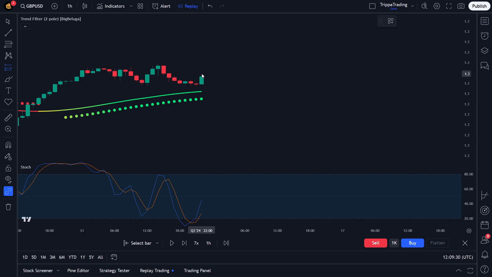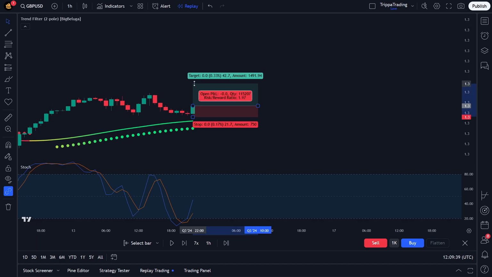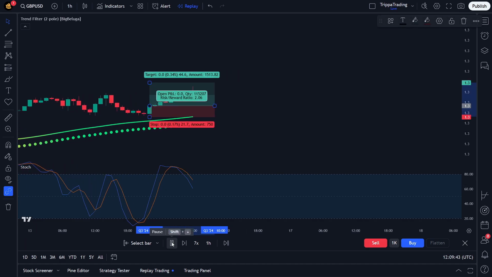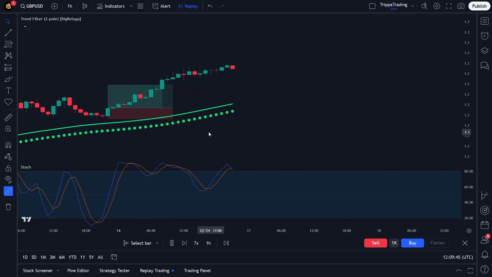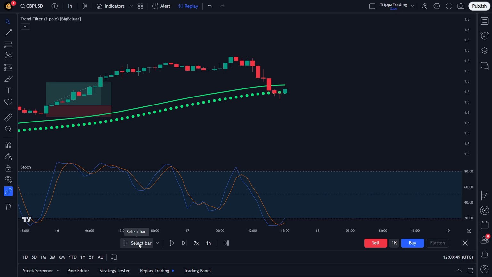So if these conditions are fulfilled, we can open a buy trade. After opening a position, you can set your stop loss at the recent swing low, and the risk to reward ratio can be set at 1-to-2. If you have any other risk management strategy in mind, you can of course go for that. After some time, the position was successful.